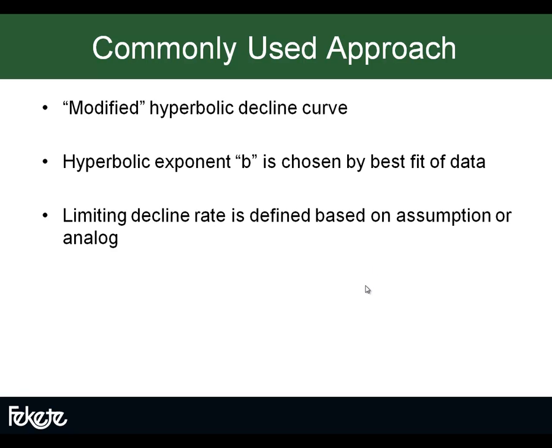The commonly used approach in the industry right now is to use a modified hyperbolic decline curve. And the hyperbolic exponent is typically chosen by a best fit of the data, which could be a nonlinear regression fit of the data. In addition, there's a limiting decline rate that's chosen, usually based on an assumption or an analog field or well.